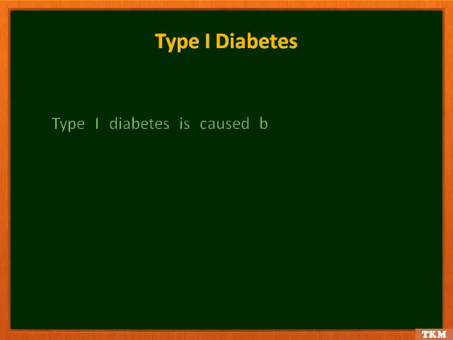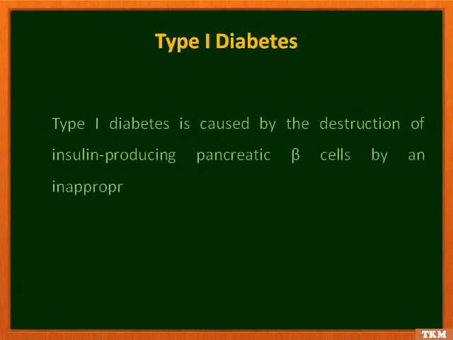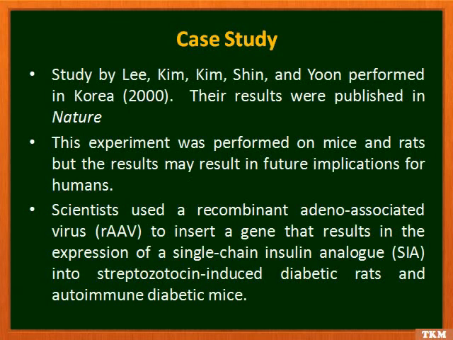Type 1 diabetes is caused by the destruction of insulin producing pancreatic beta cells by an inappropriate autoimmune response. So in type 1 diabetes, the beta cells that are responsible for production of insulin in the pancreas are destroyed by an autoimmune response. Now let's take a case study. In our presentation, we are going to study several case studies for each disease to understand it better, because gene therapy is mostly understood by case studies.